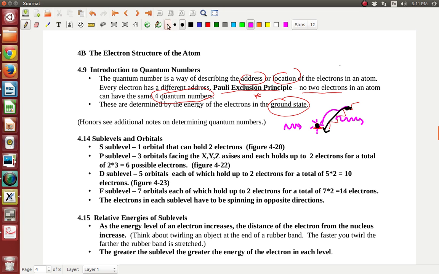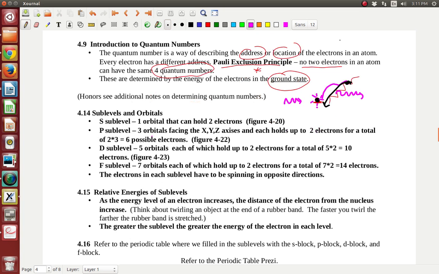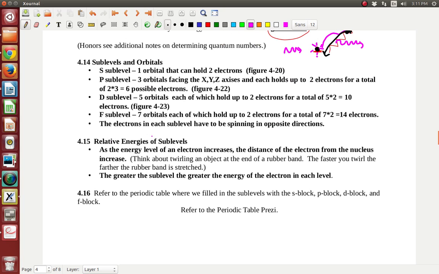Now, sublevels and orbitals. The s sublevel is one orbital that can hold 2 electrons, and an s sublevel is shaped like a sphere. Think of just a ball, maybe even a kickball or something. It's mostly air in the middle, but it has this rubber on the outside. So that's sort of what the shape of the s sublevel looks like.